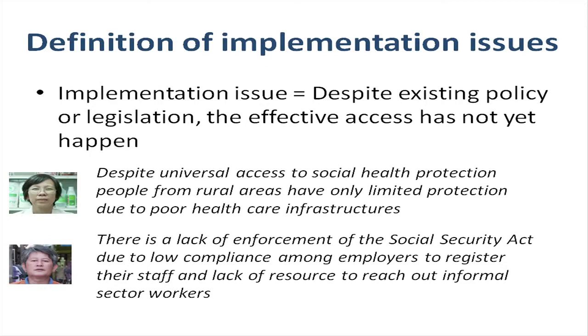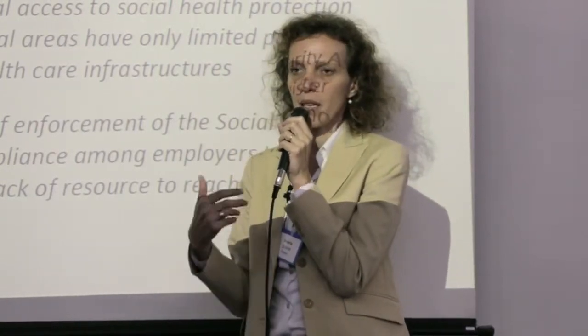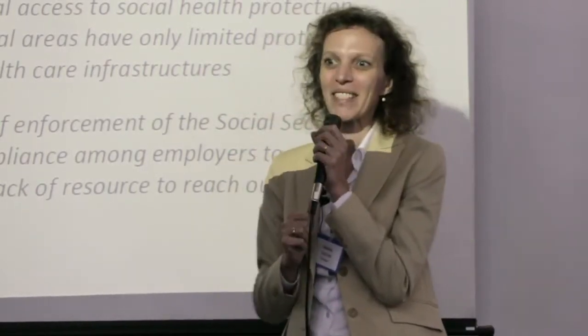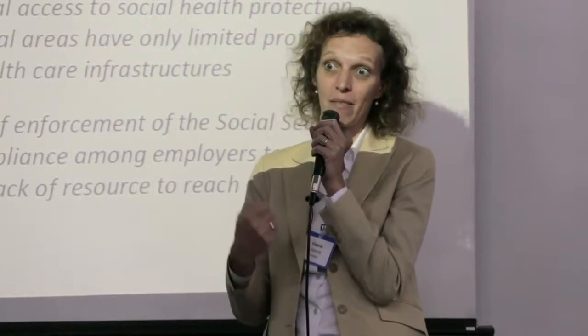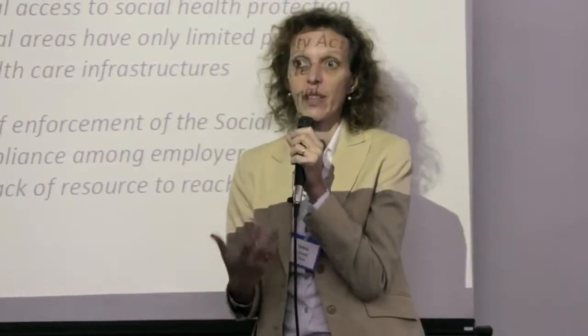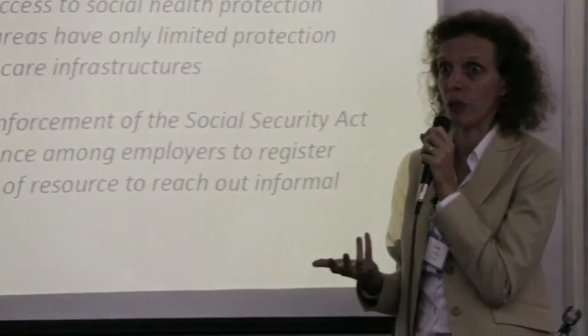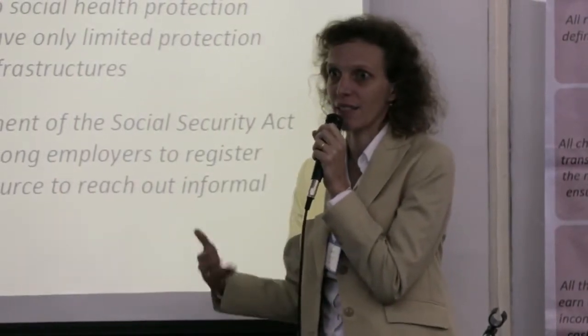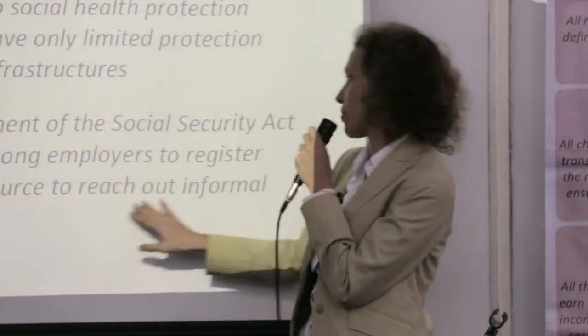And also, in the case of Thailand, for instance, where the Social Security Act applies also to informal sector workers, so it's in the law. But it's a voluntary scheme, and the Social Security Office has to run after the informal sector workers so that they register and pay their contributions regularly. So this is a huge amount of work, and it's very difficult for them to implement the law. So the law is there, but there is an implementation issue due to many things, including a lack of resources to reach out to informal sector workers.